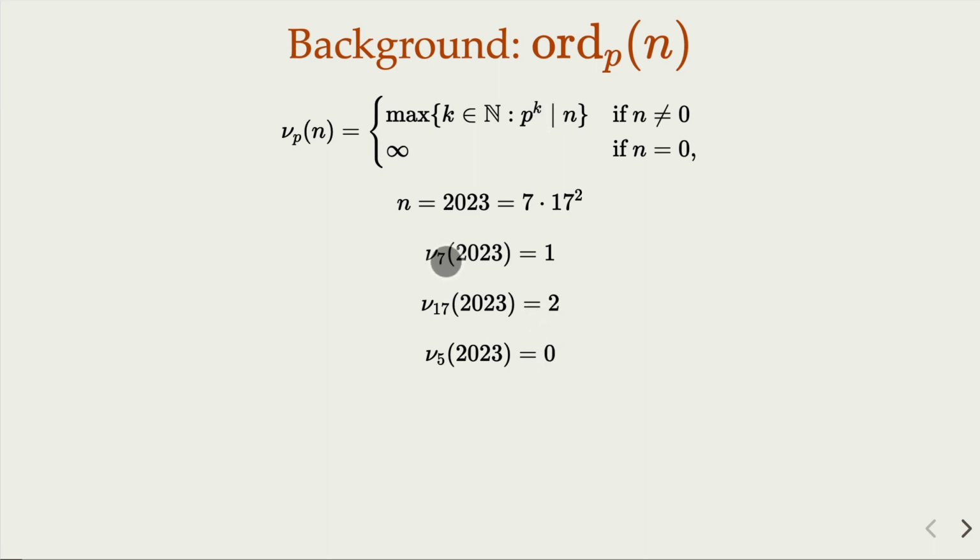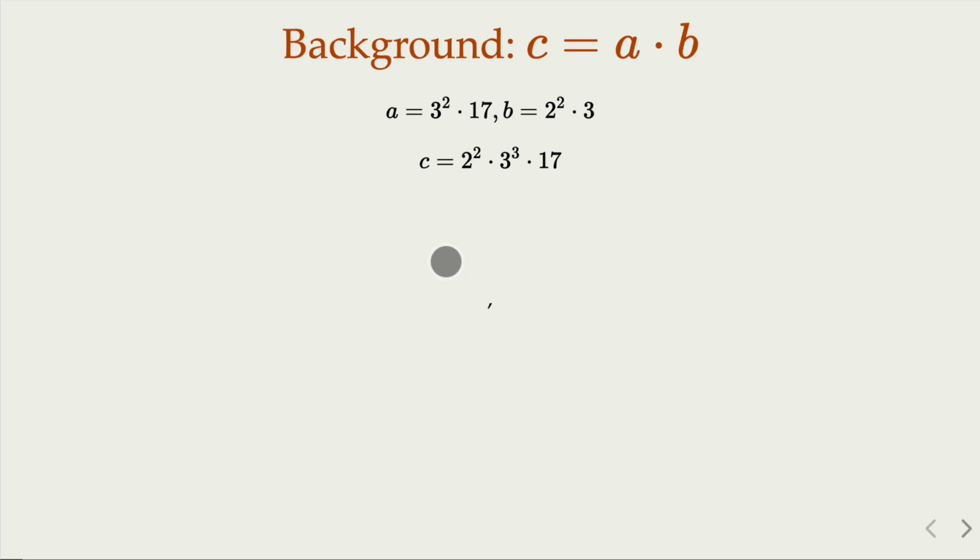With this notation, if we review the earlier multiplication of integers, the exponent is simply the addition of the exponents. So the order here, nu p of a times b, is going to be nu p of a plus nu p of b. That's just simply the rule of exponents. And here, if a is a divisor of c, we know that for any prime p, the order in a is going to be less than or equal to the order in c, because of these two results.